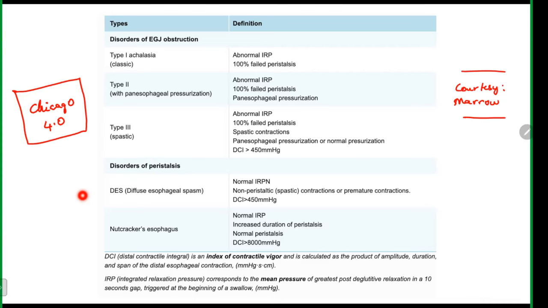And coming to the disorders of peristalsis, all these things we discussed are disorders of gastroesophageal junction obstruction. That is the first types we discussed. And in disorders of peristalsis, we have two things. One is diffuse esophageal spasm.